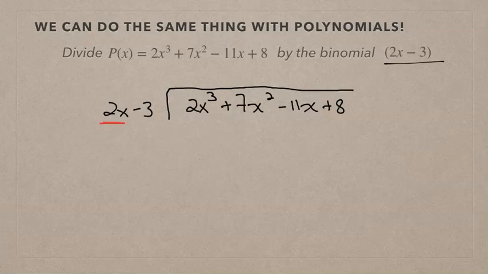I'm going to look at the first part here, and I'm going to say, how many times does 2x go into 2x cubed? I'm just interested in those first 2 pieces. And I say 2x times what gives me 2x cubed? And that answer is x squared. 2x times x squared gets me 2x cubed. Now I'm going to take x squared, and I am going to multiply it by my divisor. So x squared times 2x is 2x cubed, and x squared times negative 3 is negative 3x squared.